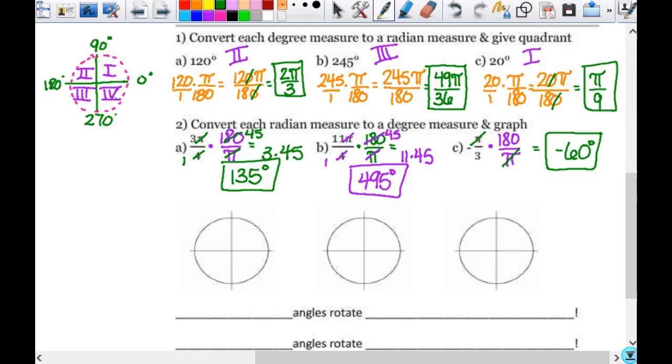And negative 60 degrees would be the same as a positive what? 300 degrees, right? It's just like running the opposite way around the track. We can both end up in the same spot. We're just going in different directions, okay? And we'll look a little bit more about that tomorrow and graph them and whatnot.